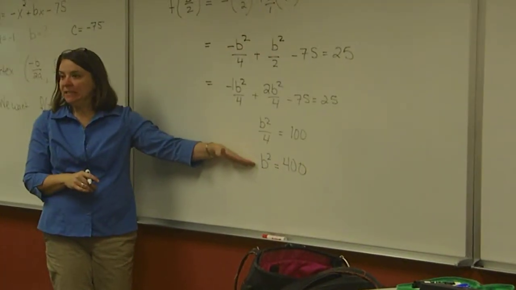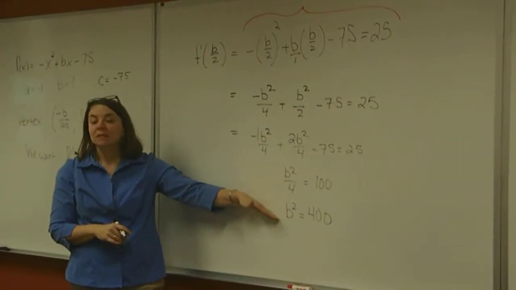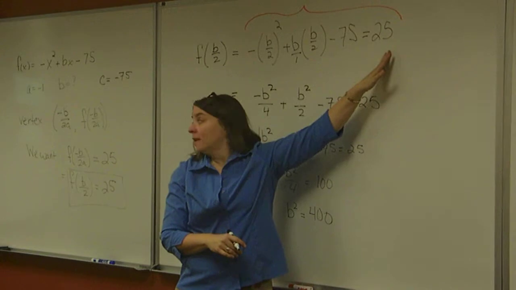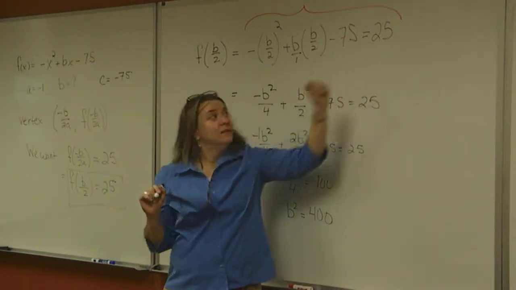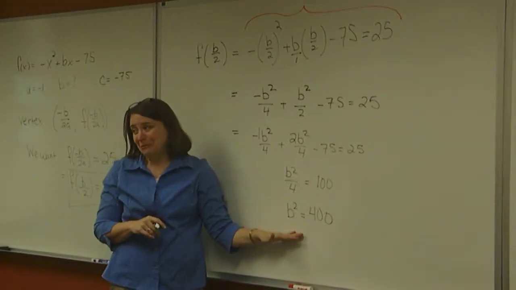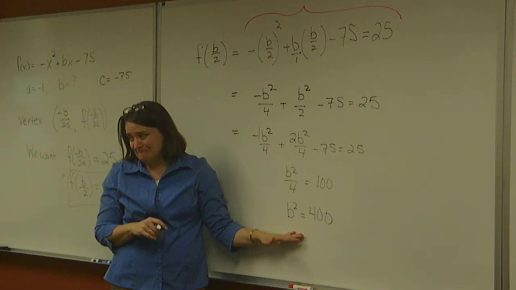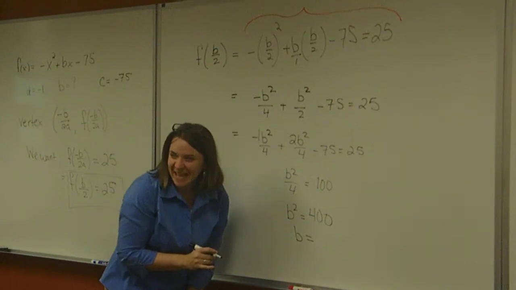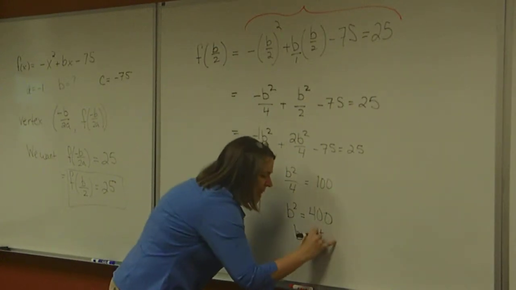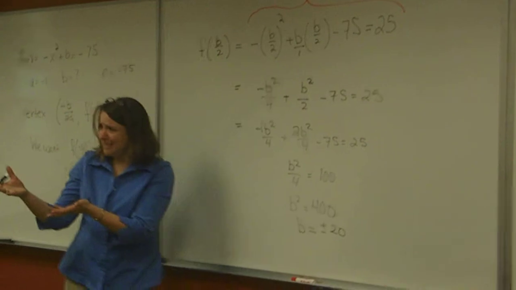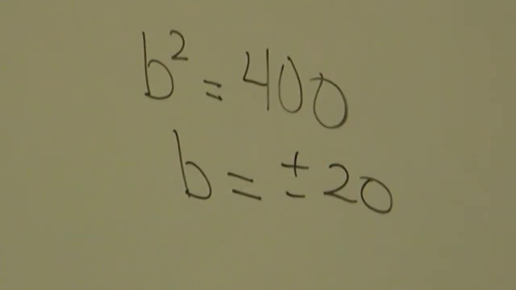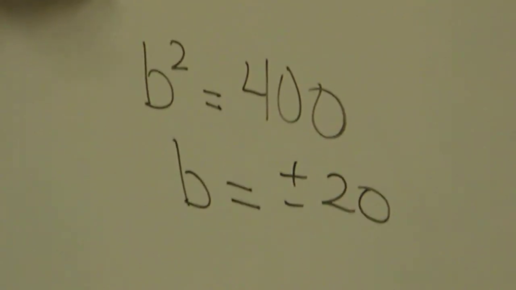What can I clarify up to this point? The red equation, where I set the right-hand side equal to 25, becomes just B squared equals 400. What's B? Plus or minus 20. Yeah, so I'm not quite sure which one it is, but we might do both. Did I lose anyone?